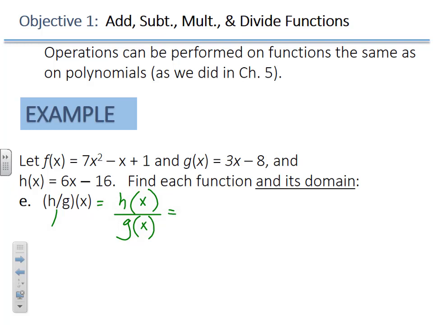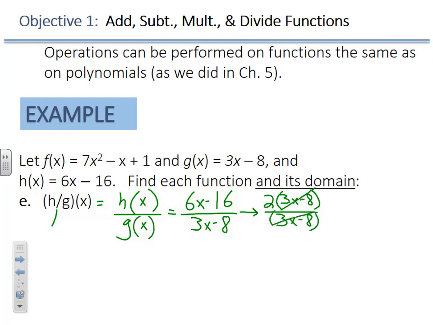So that's going to be 6x minus 16 over 3x minus 8, but we're not done. In this case, we get a rational function that does simplify. That top factors a little bit. The top has a common factor of 2, a GCF that comes out, and we're left with 2 times 3x minus 8 over 3x minus 8. So those 3x minus 8s end up canceling off, and we end up with simply the function 2.